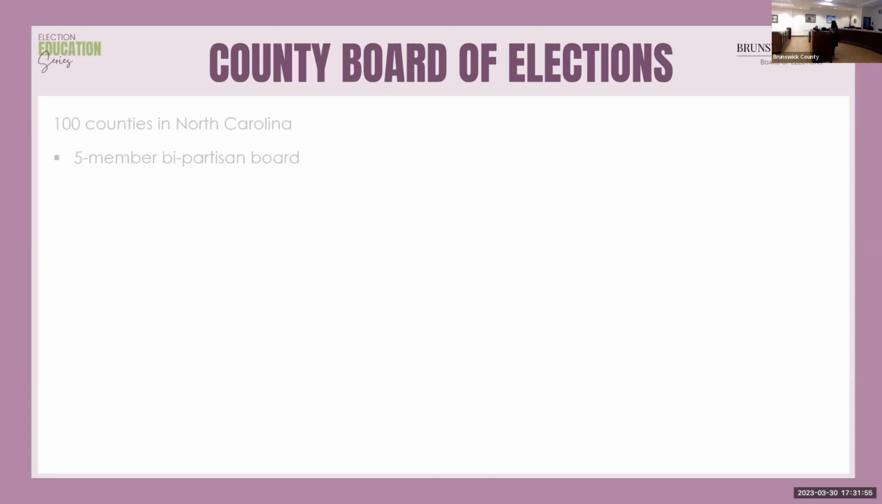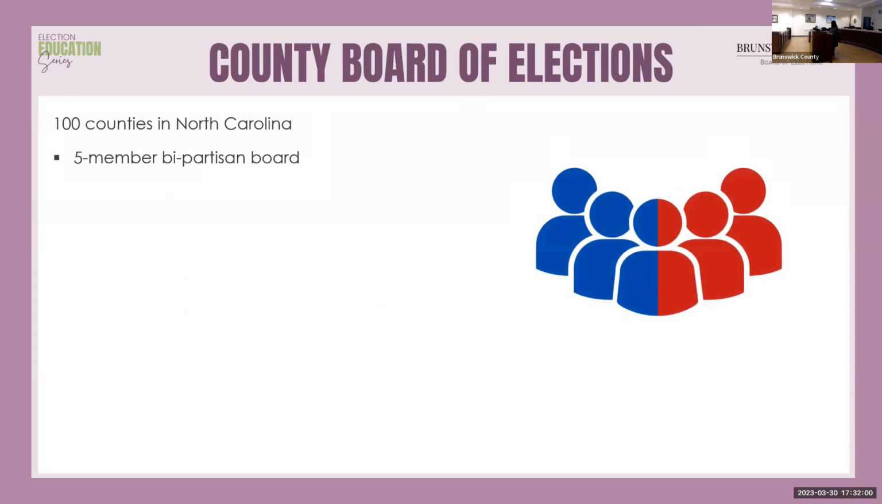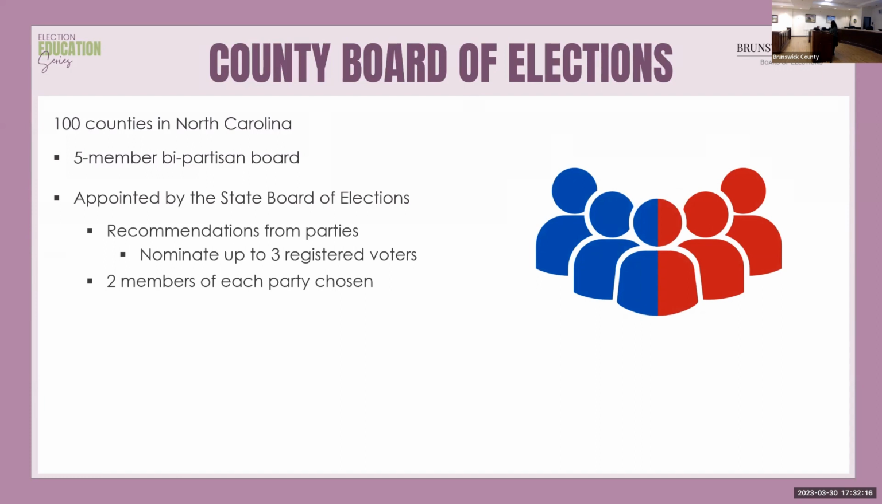In the county, each of our 100 counties in North Carolina has a county board of elections, which is also a 5-member bipartisan board of registered voters in the county. Of the county boards, 2 Republicans and 2 Democrats are appointed by the State Board of Elections. The county parties nominate to the state parties registered voters from the local level that they would like to serve on their board. Then the state chairs of each party recommends 3 registered voters to the state board. The state board then chooses 2 members from each party to serve on the county board.